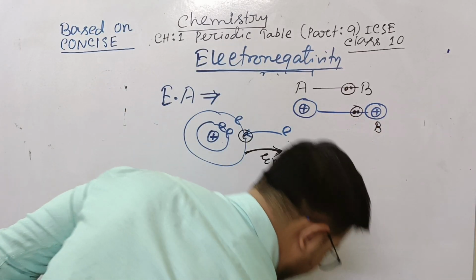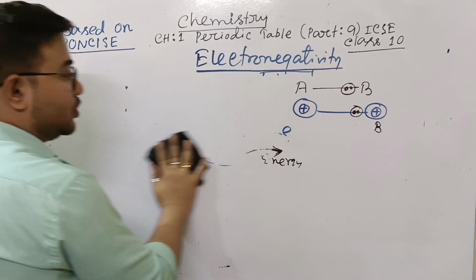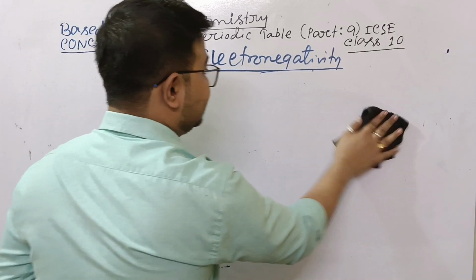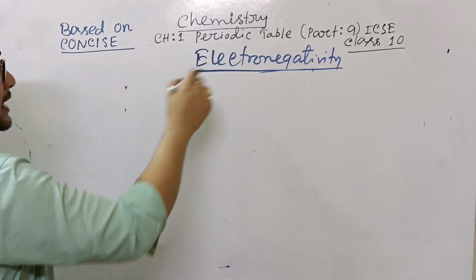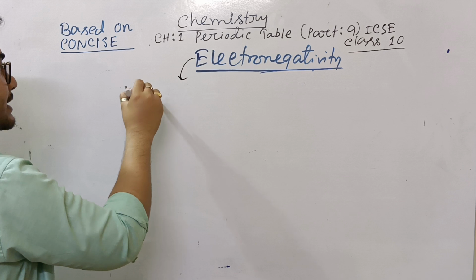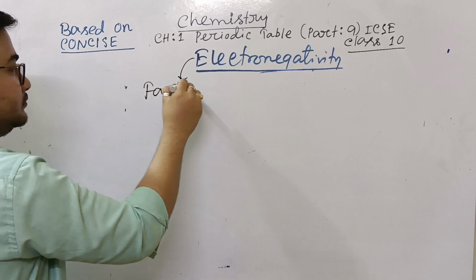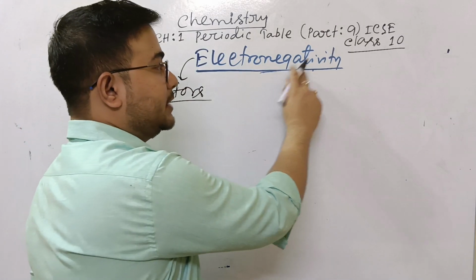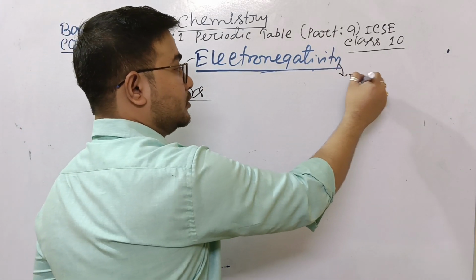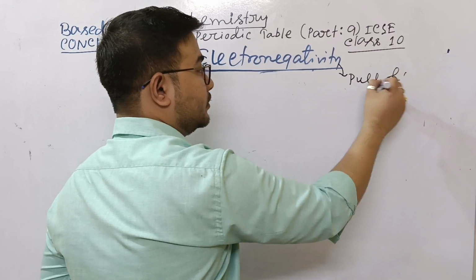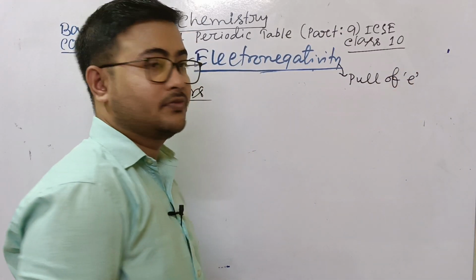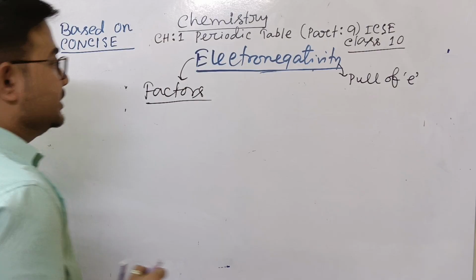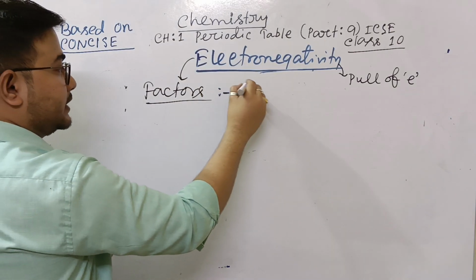Done. Now, based on the NCERT, the second topic of today's class based on electronegativity is factors. In a simple way, what is electronegativity? Just a pull of electrons. Done. Okay, so look at the board. First factor, what is the first factor?